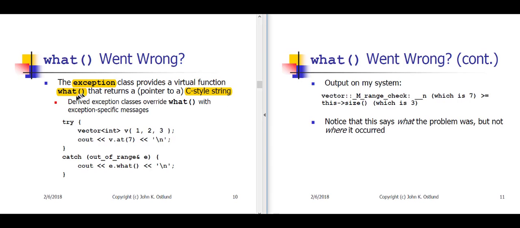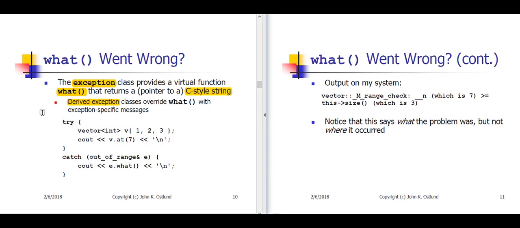And the derived exception classes, such as bad_alloc and out_of_range, provide overrides for what that give messages that make sense for that particular kind of exception. Now, when I say they make sense, I don't mean they're necessarily really easy to read.